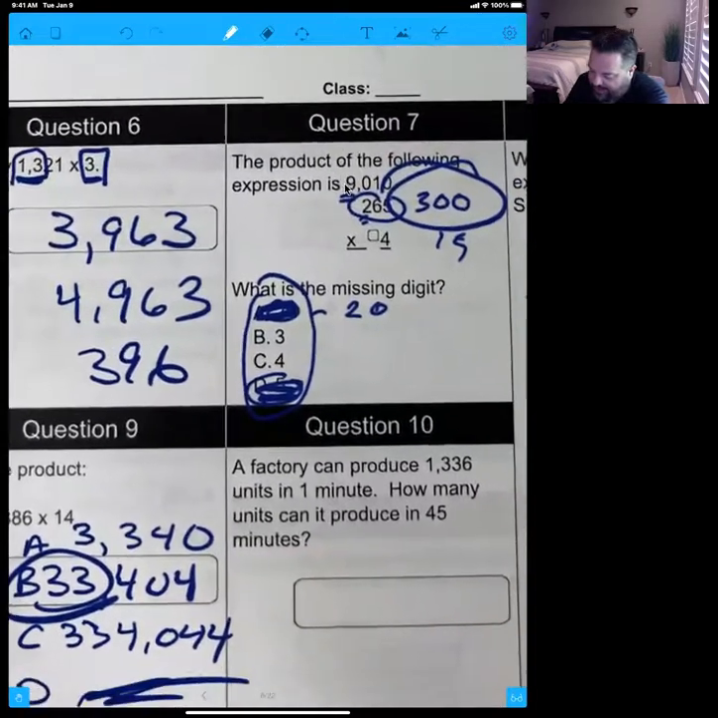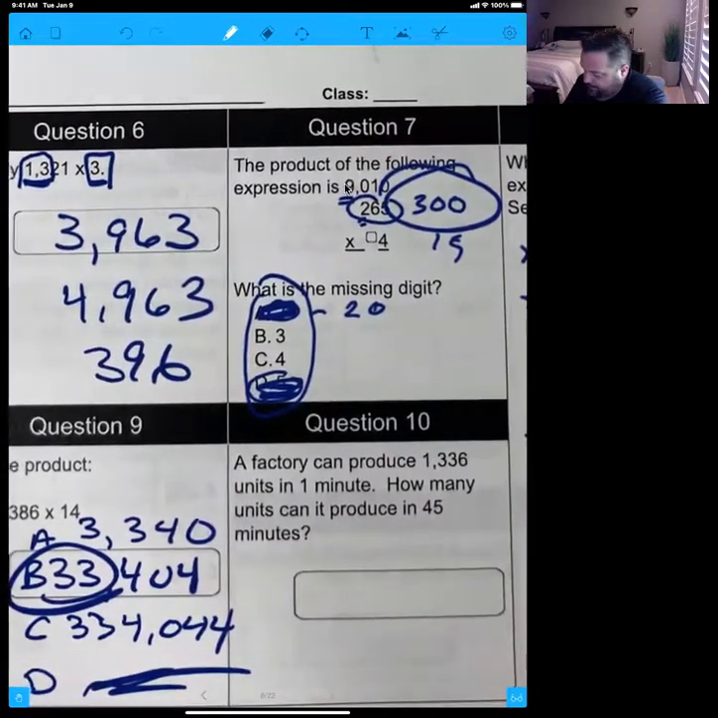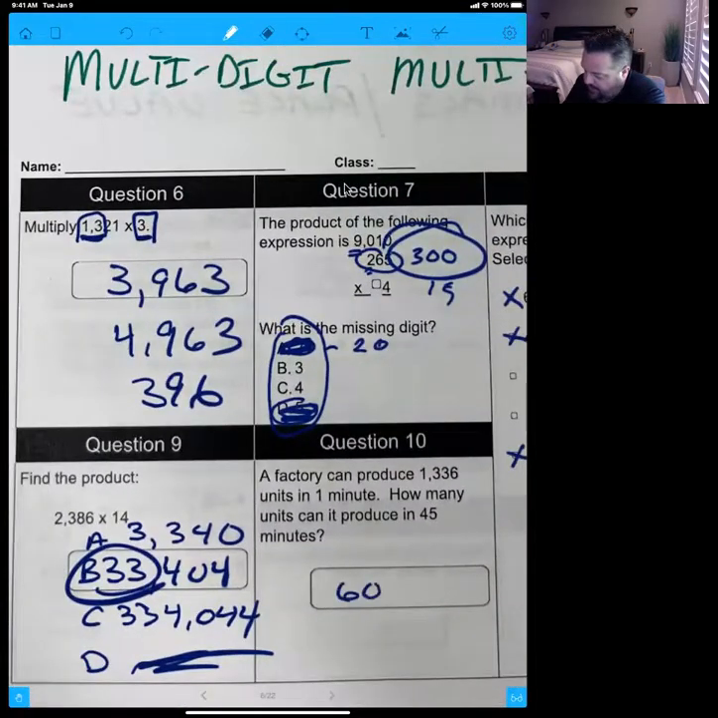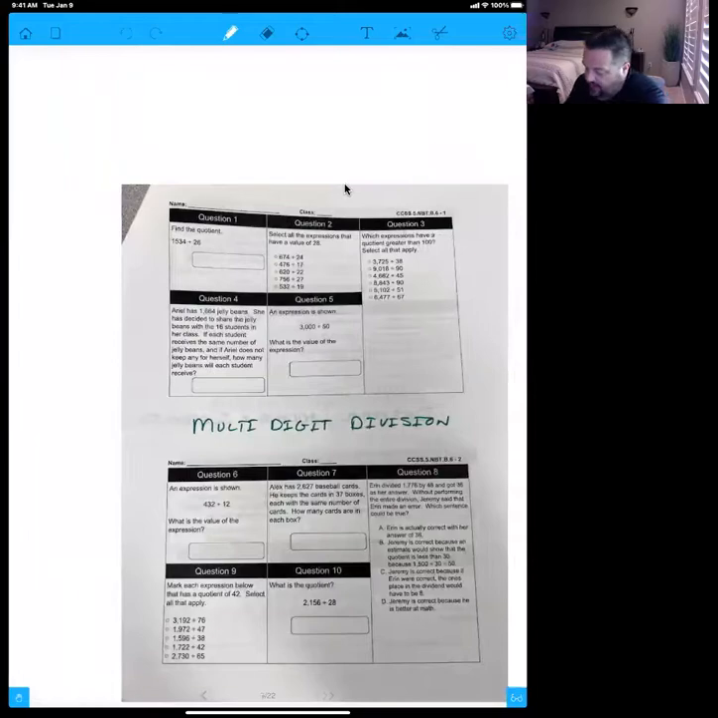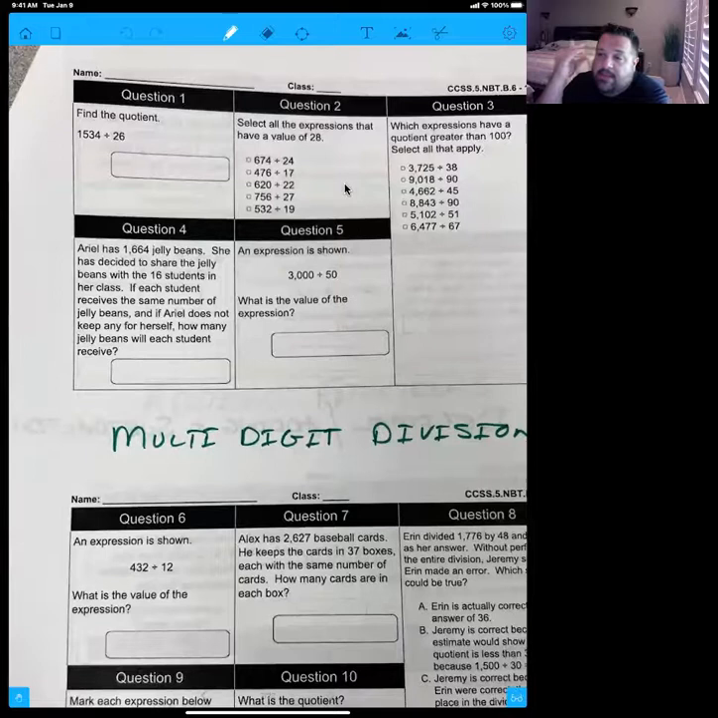Okay, do number 10. You should have gotten 60,120. All right, that was page 6. Let me know if you have any questions. On to page 7. This is just division. Same exact thing. I can't really help you anymore. You've just got to practice this.